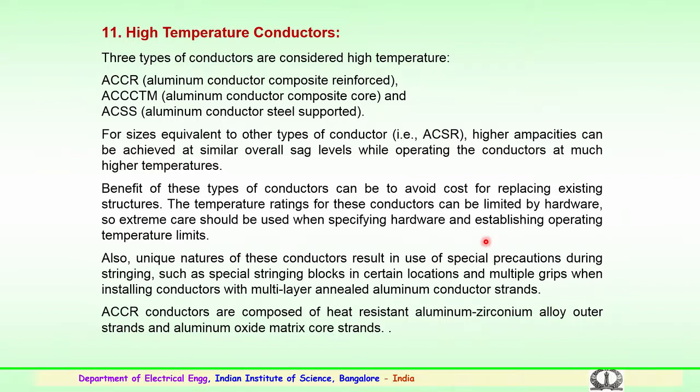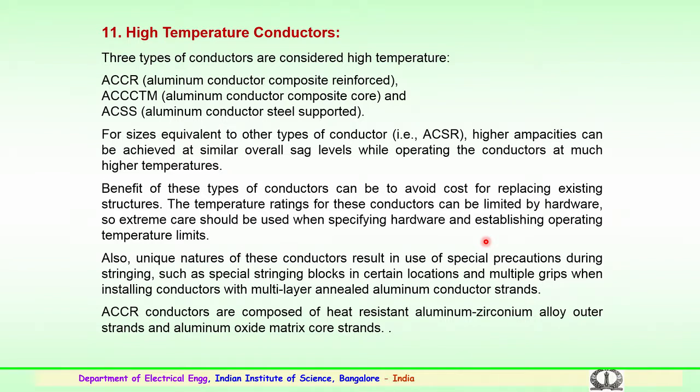The temperature ratings of these conductors can be limited by hardware. So, extra care should be used while specifying the hardware and establishing the operating temperature limit. So, suitable hardware, the hardware which the conductor employs, also should be of high temperature, high current carrying capability. Also, the unique nature of these conductors results in the use of special precautions during the stringing, such as special stringing blocks in certain locations and multiple grips when installing conductors with multi-layer annealed aluminum conductor strands. So, a very important point to be noted.